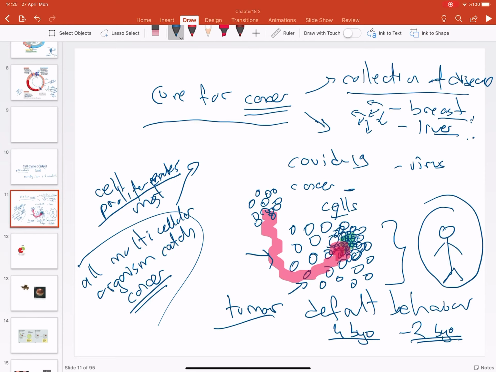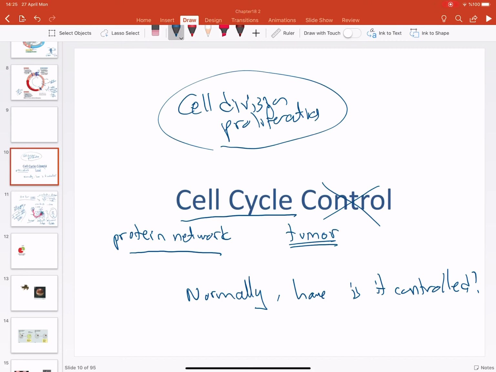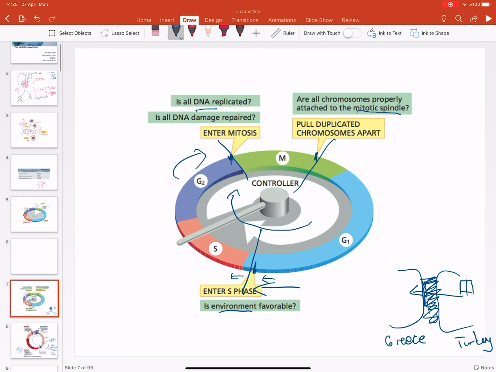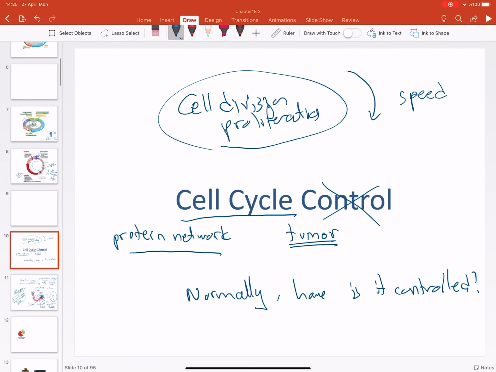Okay, we know that there is the cell division, which is also called proliferation. Okay, and it has a speed. If the speed is, let's say, too fast, maybe it's a developing embryo, or maybe it's a tumor cell. So if it is too fast, it's a tumor, it creates a tumor. If it is too slow, it is not nice either. It means the organism is not growing.